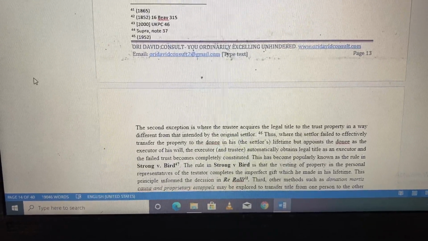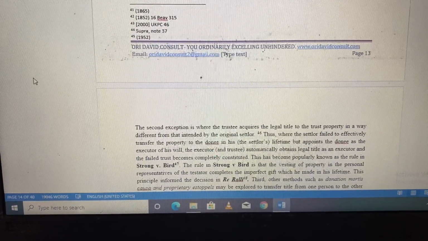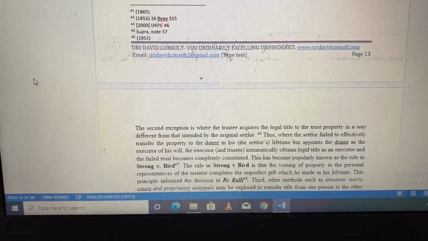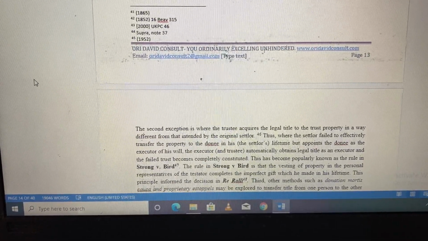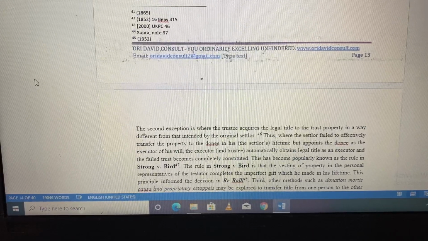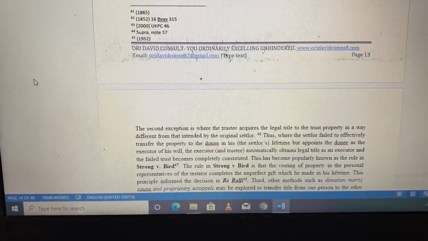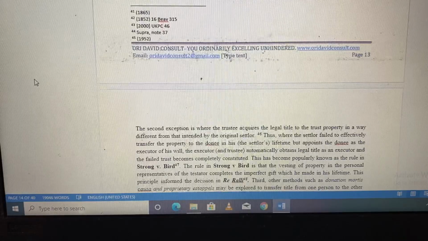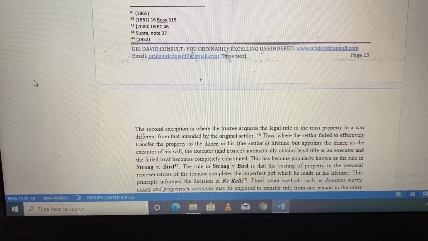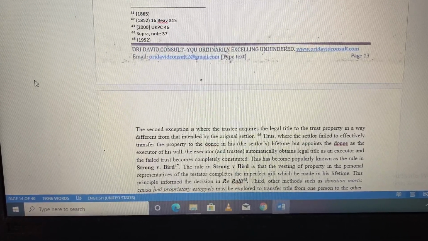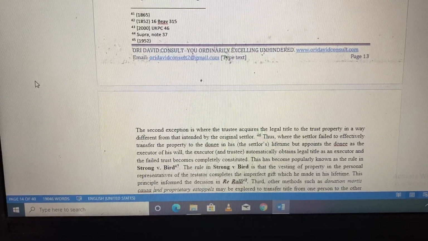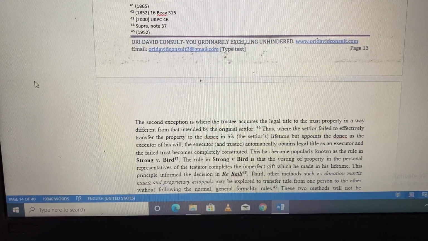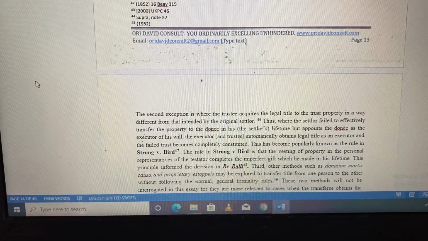The rule in Strong v Bird will also form the subject of another analysis in another video. Summarily, the rule in Strong v Bird is simply that the vesting of property in the personal representatives of the testator completes the imperfect gifts which he made in his lifetime. And you see that this principle has also been reinforced in the case of Re Ralli.